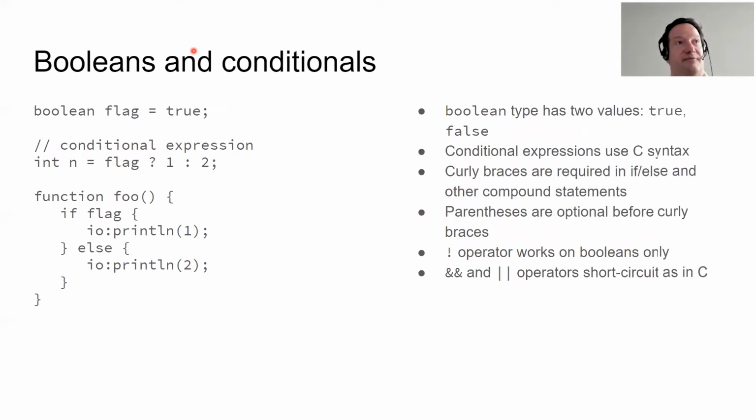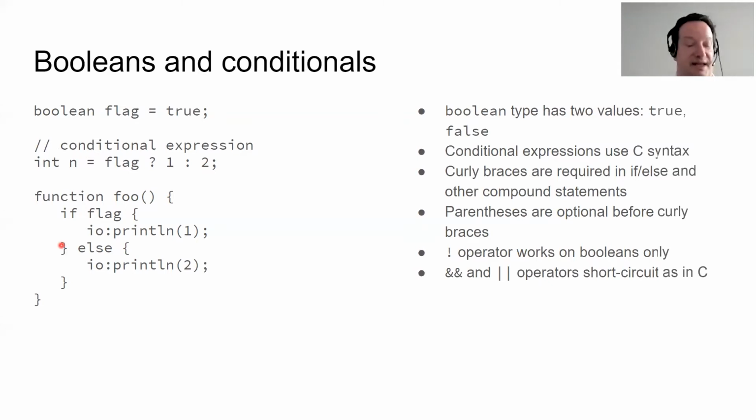Okay, so we have int, we have float, now we have Boolean. So Boolean is what you expect. We've got two values, true and false. And our conditional expressions work like C. You've got expressions with the 3-operand question mark colon thing. And then we've got if else, just as in C. The only difference is braces are not optional. So you have to put the braces here. You can't leave them off. But you don't have to put the parentheses around here. There's no need for parentheses here and here because you've got curly braces showing you where things start.